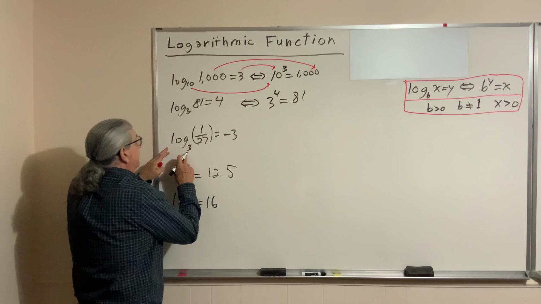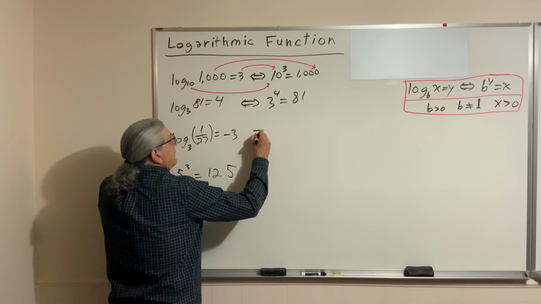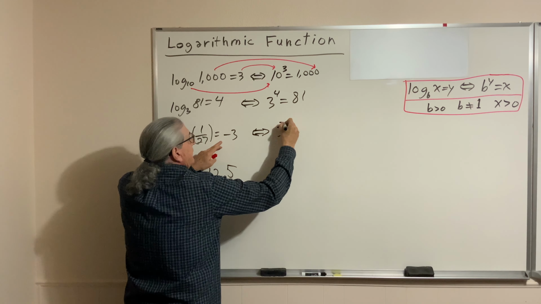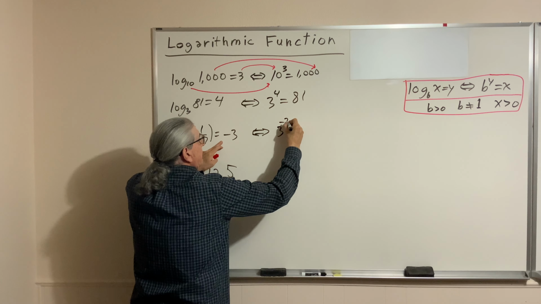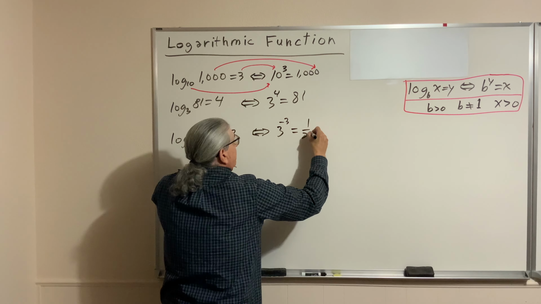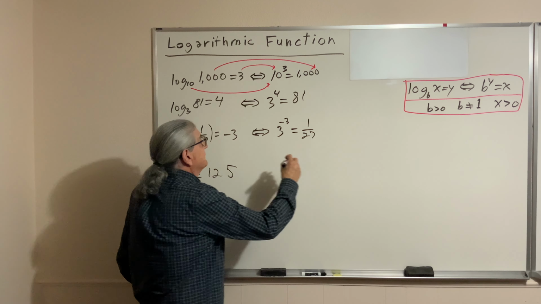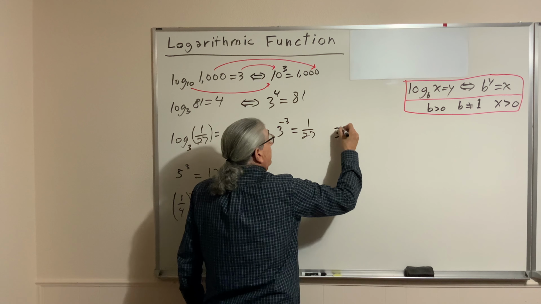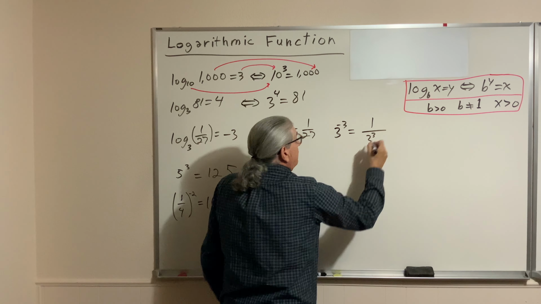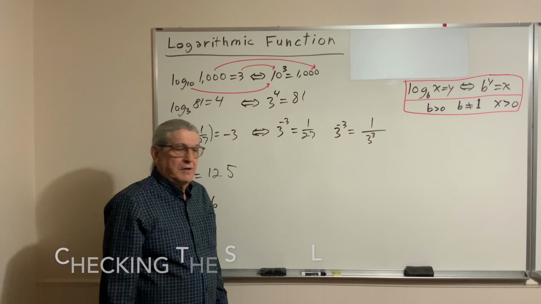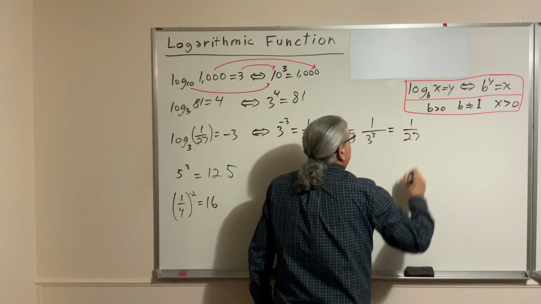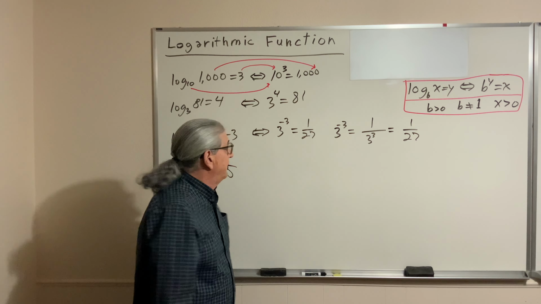All right, so let's take a look at this one. This is true if and only if 3 to the negative 3rd power equals 1/27th. Okay, is that true? Well, let's see. 3 to the negative 3rd is 1 over 3 cubed, and that equals 1 over 27. So everything looks okay there.